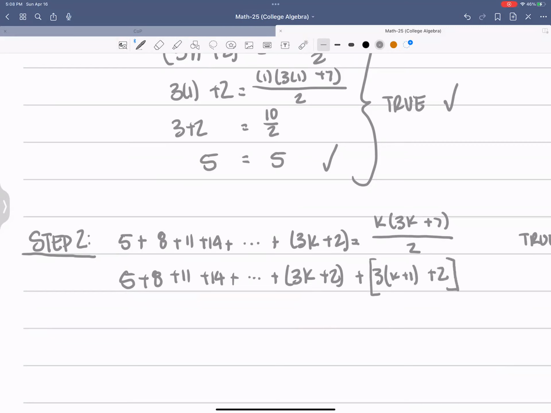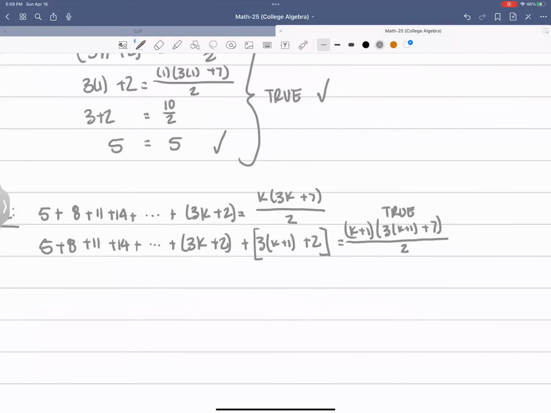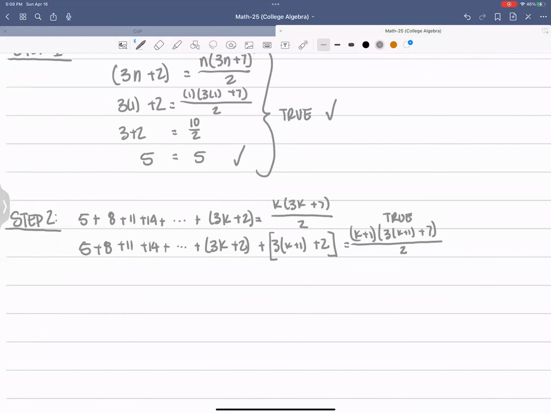And that's what we have there. Over on the right side, this should all be true for up to k plus 1. So k plus 1 instead of k, times 3 times k plus 1 plus 7, over 2. And there we go. So we're trying to prove this to be true.